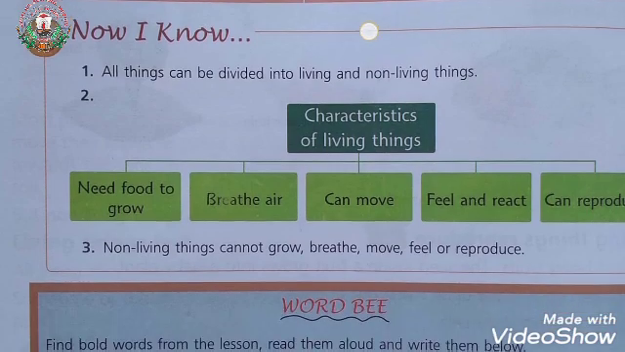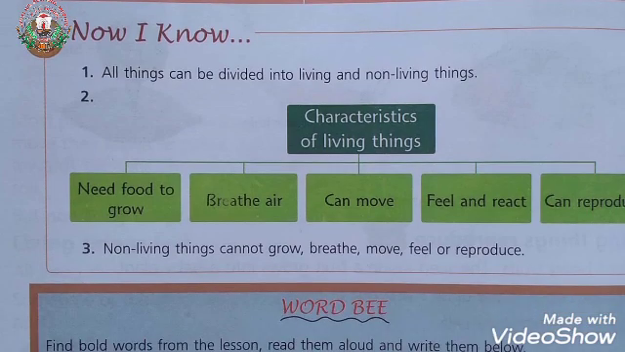Now from this lesson we come to know that all things can be divided into living and non-living things. All living things can grow, breathe, feel, move and reproduce. Plants can prepare their own food. Human beings take oxygen through lungs, fish through gills, and plants take oxygen and carbon dioxide through stomata. All living things need oxygen to survive. This is all about the lesson 1.